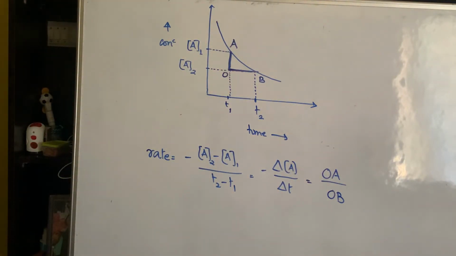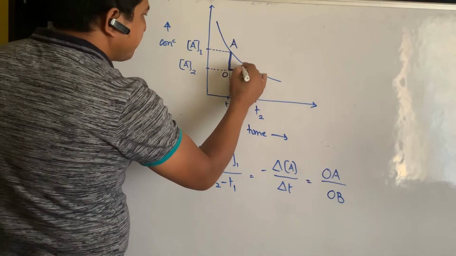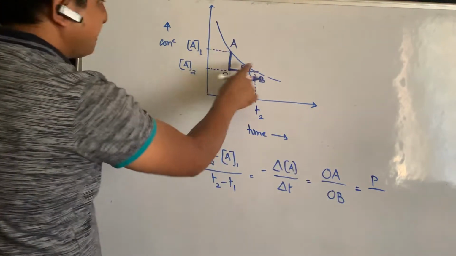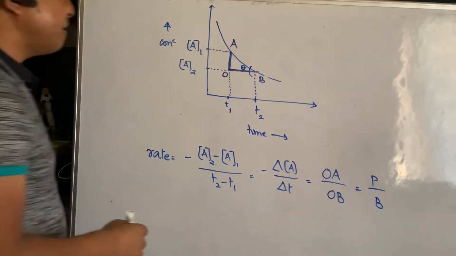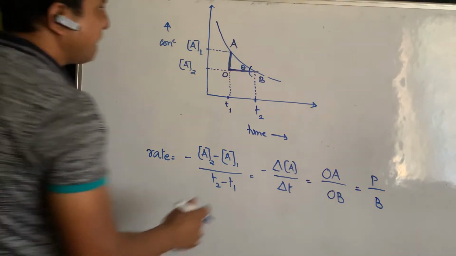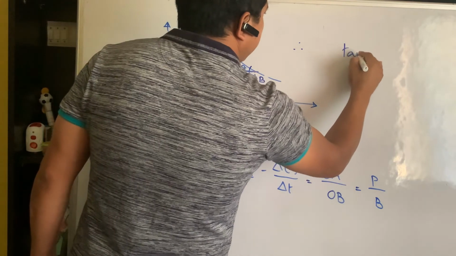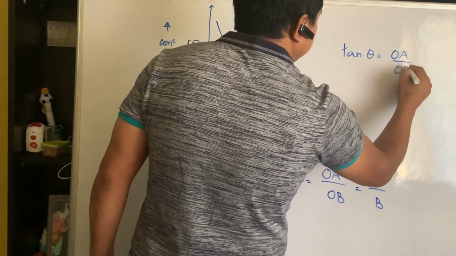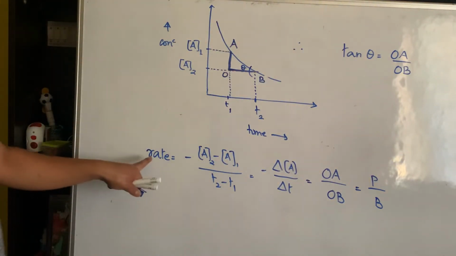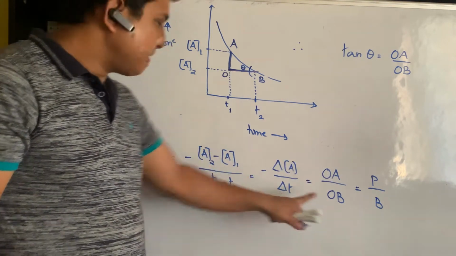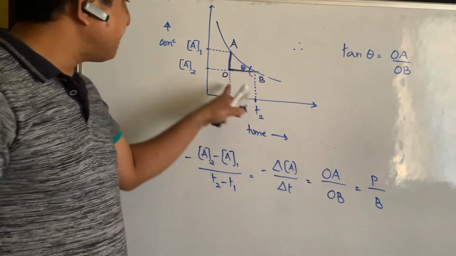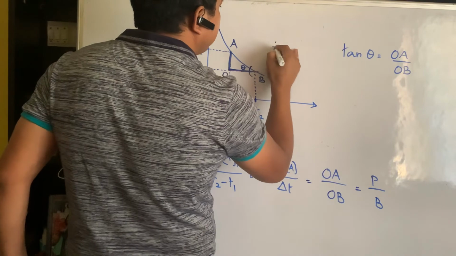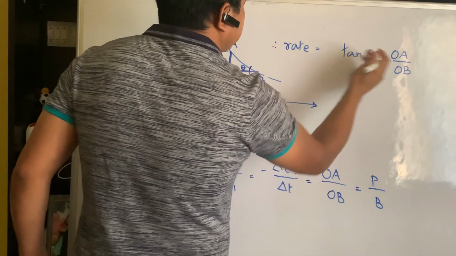If I assume this angle to be theta, what is OA out here? It is the perpendicular. And OB is the base. From trigonometry, perpendicular by base is equal to tan theta. So tan theta is equal to OA by OB. Actually, rate is equal to OA by OB, perpendicular by base. So the rate of a reaction is equal to tan theta.